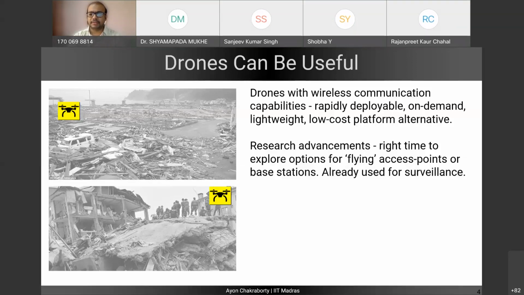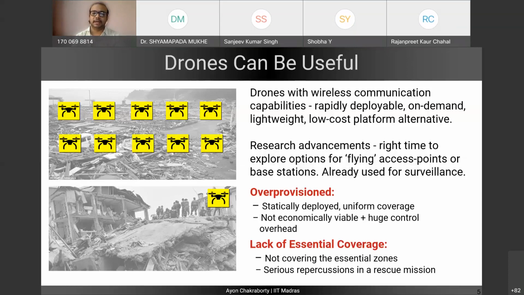But the problem is that if you want to give uniform access all over the place, it will be over provisioned, right? You have to actually put too many of them where we are not sure where the victims are to give them a uniform coverage. So in that sense, we have to proceed in a blindfolded way, and make a statically deployed uniform coverage, which will not be economically viable, or it will have a huge control overhead, because all these drones will be controlled from a base station, or even if it is automated, the law requires you to have some personnel who is going to watch the drone, right? And clearly, if you have lots of drones, it is not possible to do.